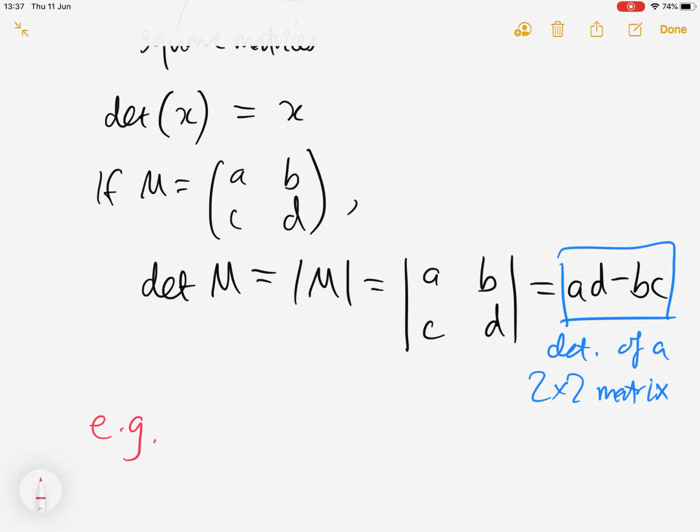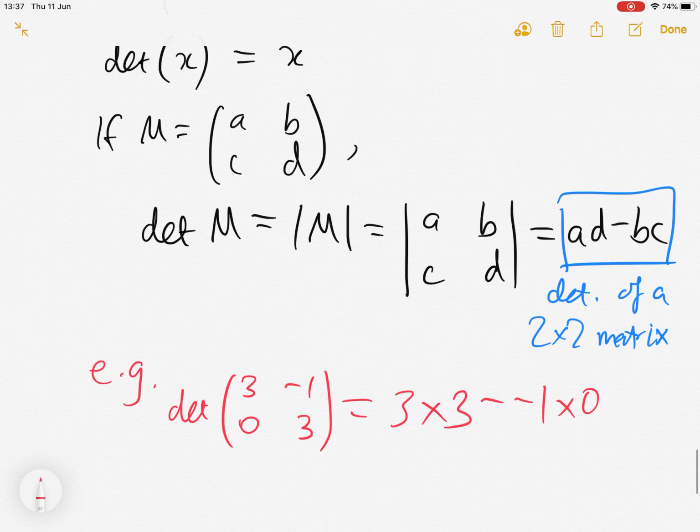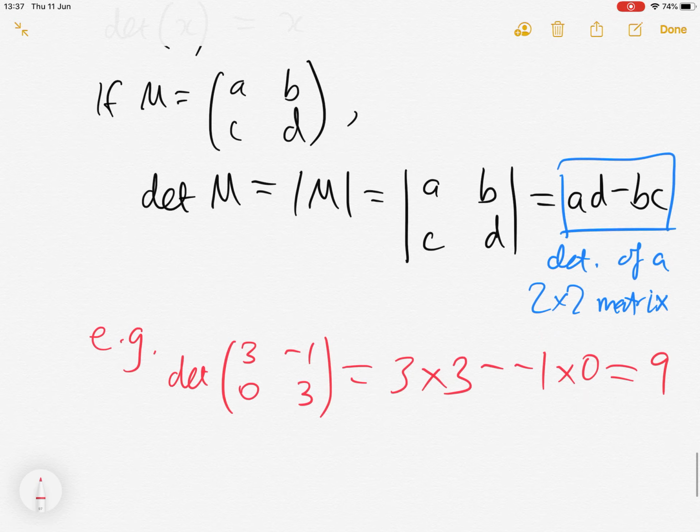Example. The determinant of the matrix 3, -1, 0, 3 is 3 times 3, that's AD, minus -1 times 0, which is 9. So it's just a number that's associated to the matrix.